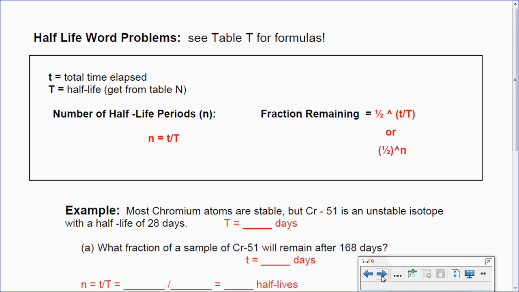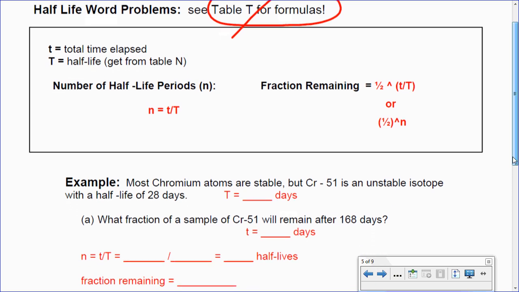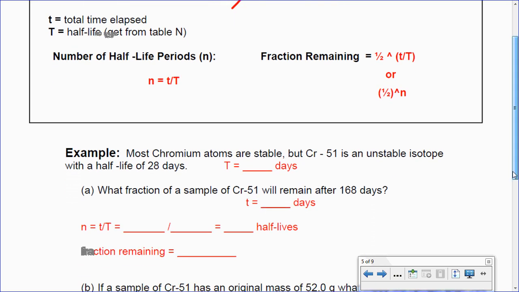Now, the word problems that we're going to use. Notice here, our reference Table T no longer has this formula on it. It's been removed recently. So we're going to have to use a slightly modified type of problem-solving method. We don't have this formula on our Table T, so you just have to remember it.